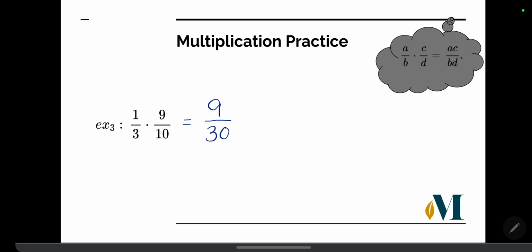And yes, of course, you can simplify this fraction by dividing the numerator and denominator by their greatest common factor. With 9 and 30, our greatest common factor is 3. So let's divide 9 and 30 by 3 to simplify this even further. That will give us 3 as our numerator and 10 as our denominator, and that is in the simplest form. So when you take the product of these two fractions, you have 9 over 30, or you can put it in simplest form and have 3/10.